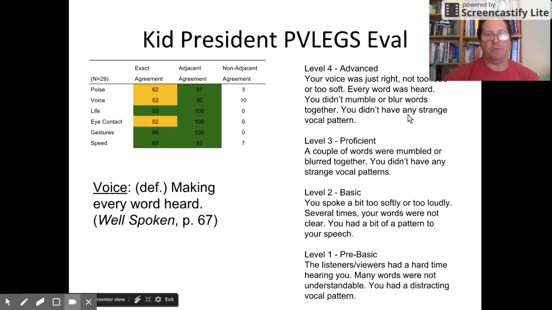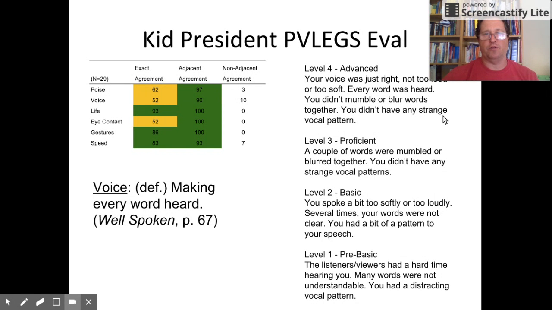I think the problem here is we don't really identify what a strange vocal pattern is, and we don't sort of put them on a spectrum or a hierarchy. So if someone stumbles or mumbles a word, does that automatically bump them out?